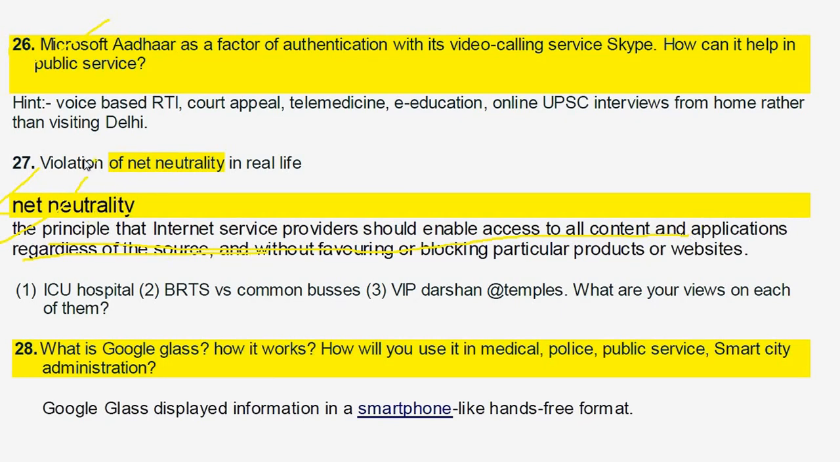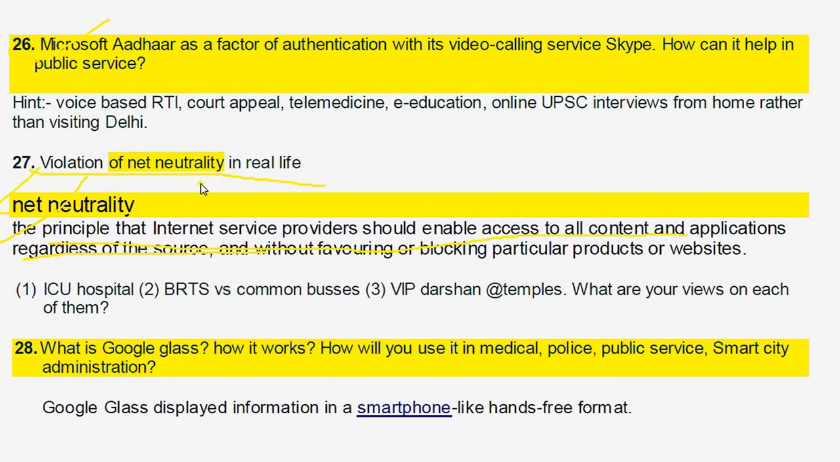So what are the examples of violation of net neutrality in real life? In real life we see that there are large queues in temples during Mahashivratri or Durga Puja. So VIP people make their VIP darshan using the back doors of the temple. So in this way they violate the concept of equal access to equal resources.